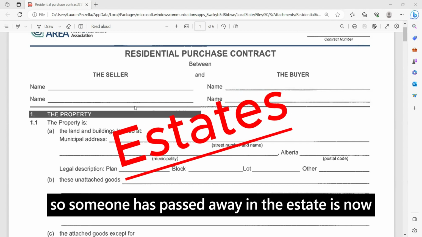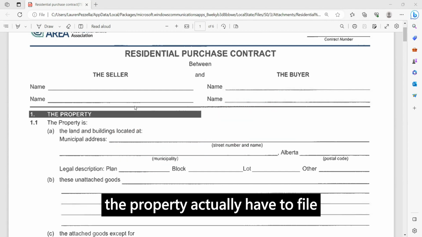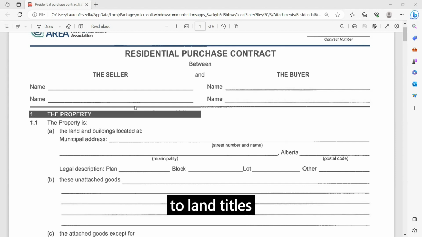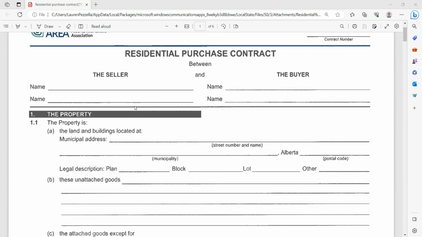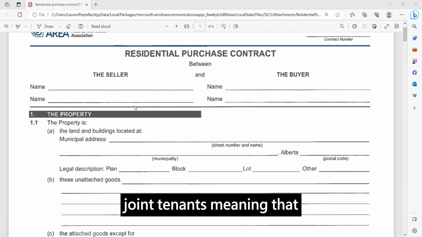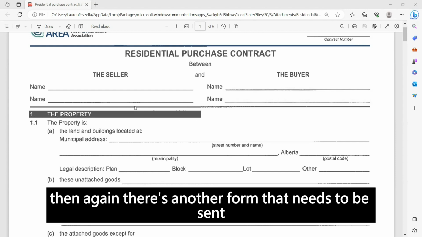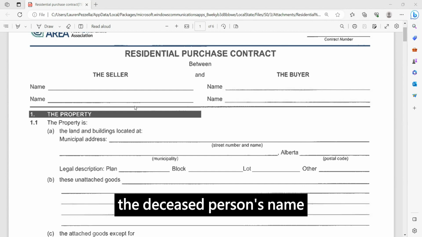The second common one that happens is estates. So someone has passed away and the estate is now dealing with the property. And in order for an estate to deal with the property, they actually have to file probate with a statutory declaration to land titles. If the property, for example, was held as joint tenants, meaning that when someone dies it just transfers to the other person, then again there's another form that needs to be sent, so that can happen. Otherwise, they'll still list the deceased person's name.